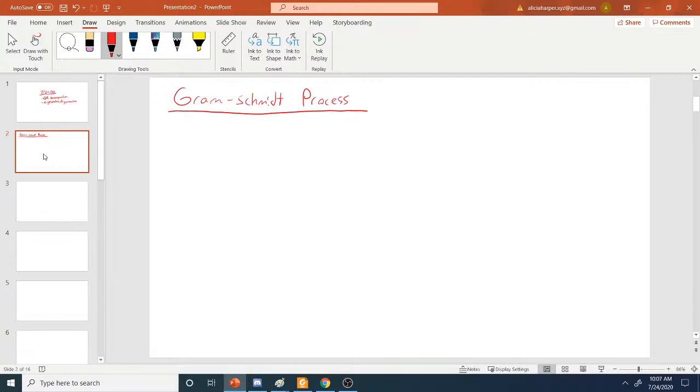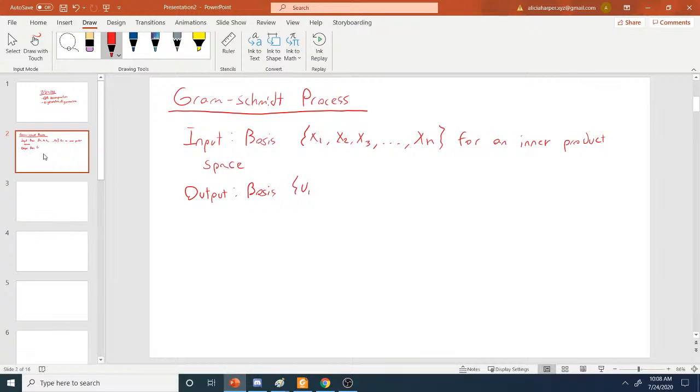So here's what the Gram-Schmidt process takes as input. You have a basis x1, x2, x3, all the way through xn for an inner product space V. And the output is a basis u1 all the way through un for the same space that is orthonormal.